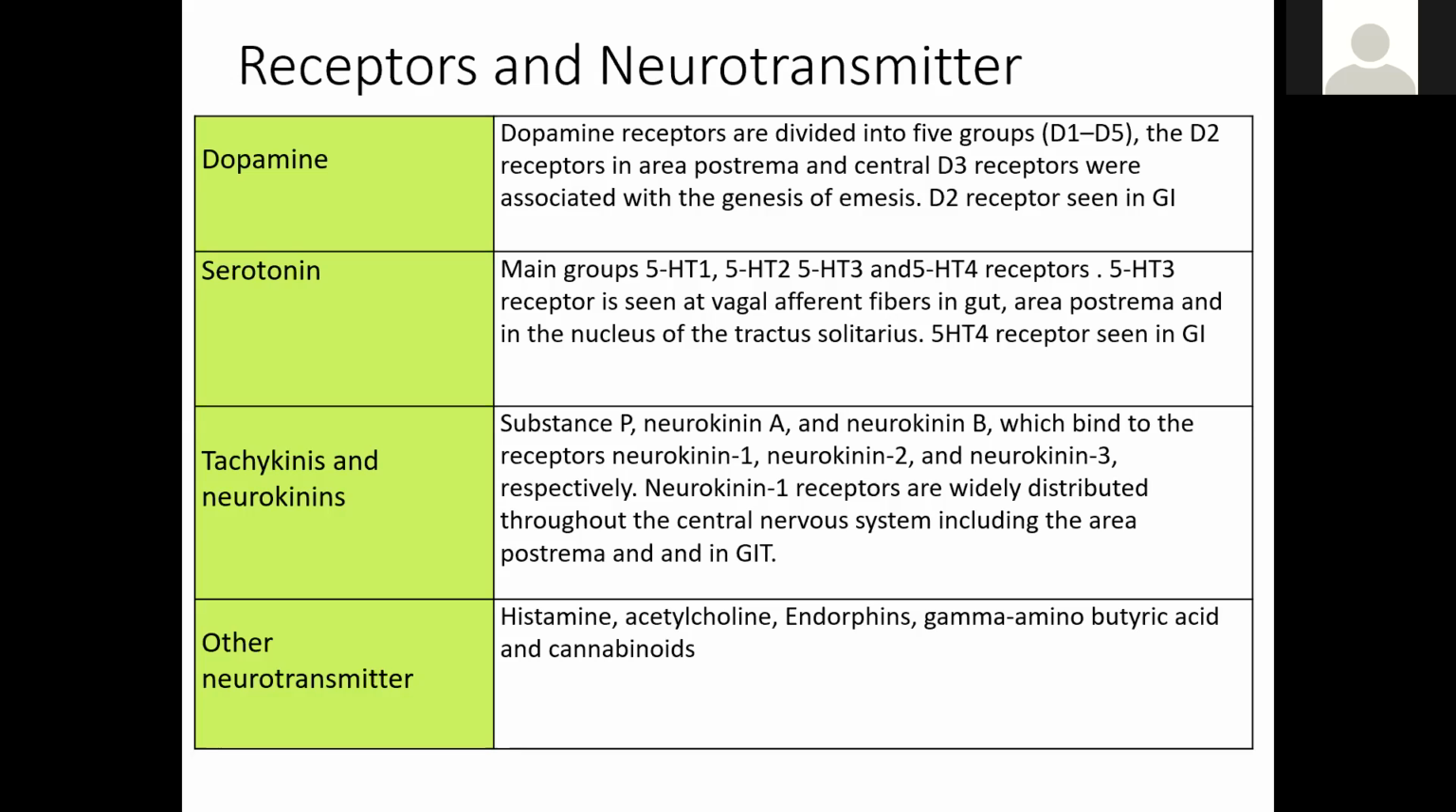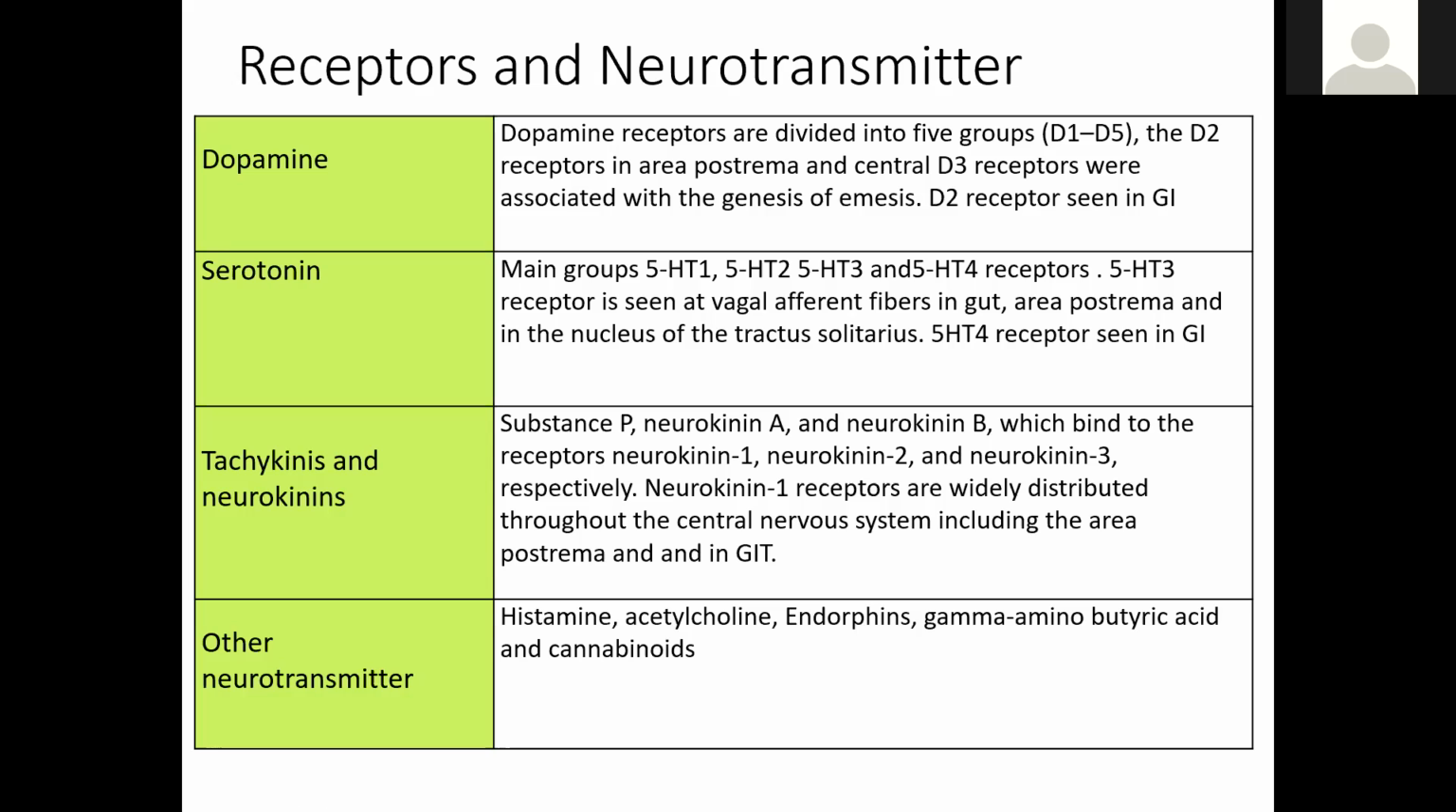Next would be serotonin. Again, they have 4 different groups, 5-HT1, 5-HT2, 5-HT3, and 5-HT4. There are 4 types of serotonin receptors, and we are concerned mainly about 5-HT3 and 5-HT4. Okay. So for dopamine, we are looking at D2 and D3. For serotonin, we are looking at 5-HT3 and 5-HT4. And the next minor receptors involved would be substance P, neurokinin A, B, 1, 2.